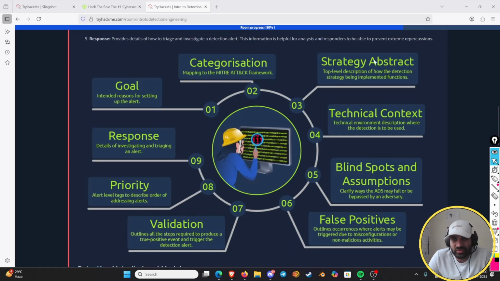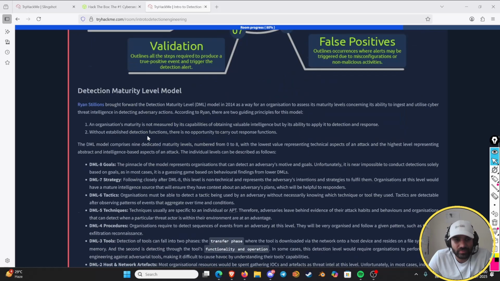So: goal, categorization, strategy abstract, technical context, blind spot, false positive, validation, and response.